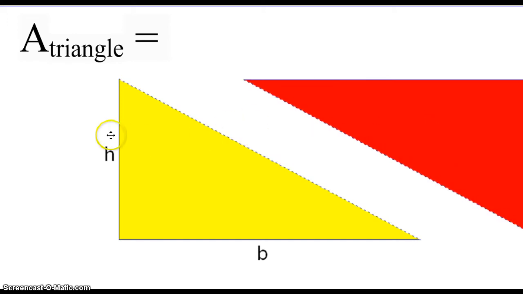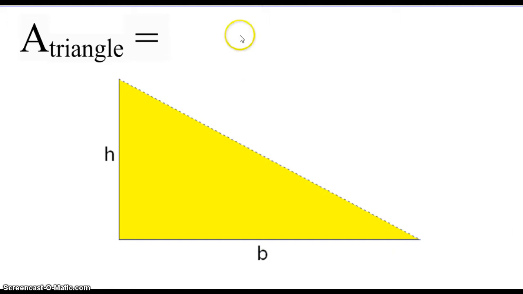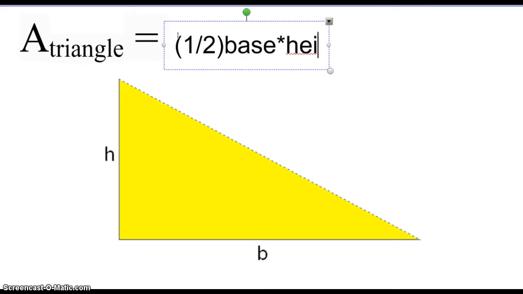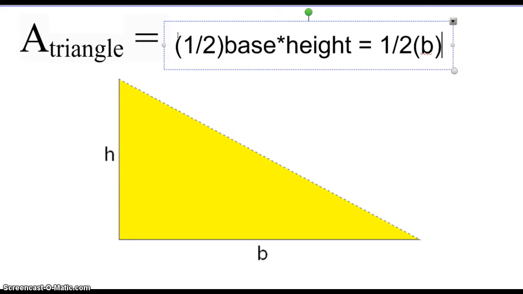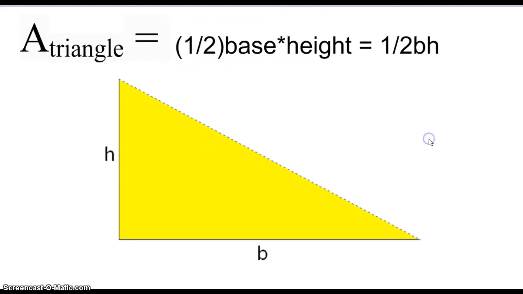So if the rectangle's formula is base times height, then a triangle's formula is 1/2 base times height, which would equal 1/2, oops, sorry, BH. And you don't really even need the B and H, okay? So the formula for a triangle is 1/2 BH.